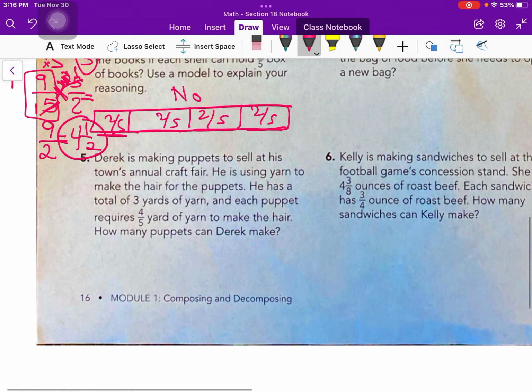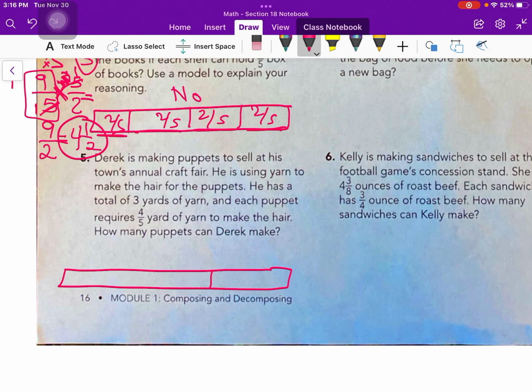Let's go to number 5. Derek is making puppets to sell at the town's annual craft fair. He's using yarn to make hair for the puppets. He has 3 yards of yarn. There's just 3 yards. And each puppet requires 4/5 of a yard to make hair. How many can he make?